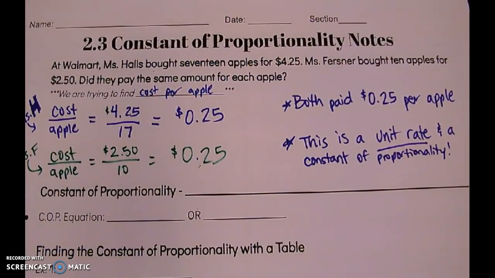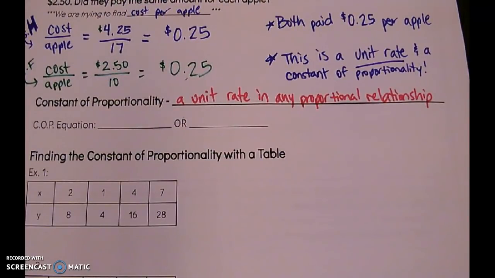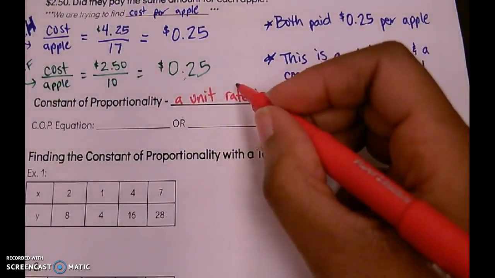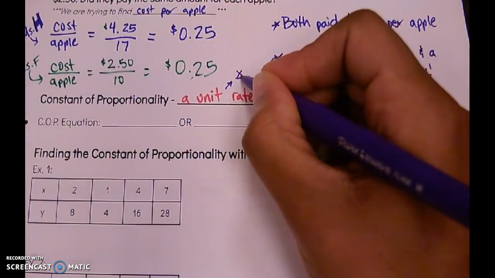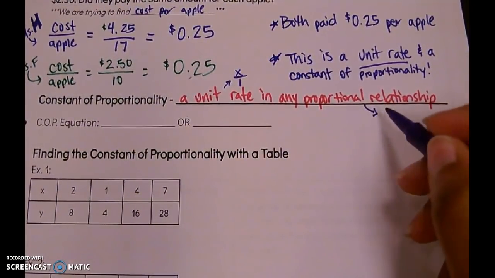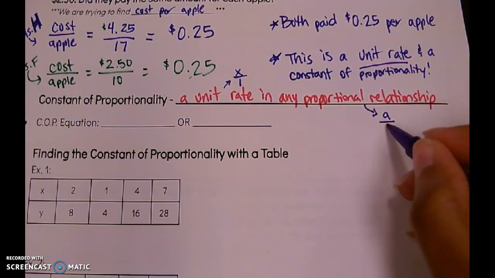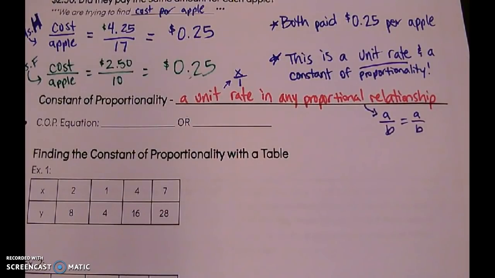same thing. Now let's define formally what the constant of proportionality is. A constant of proportionality is a unit rate in any proportional relationship. Remember that a unit rate is essentially when we have any number over 1. And remember that a proportional relationship means that we have two fractions or two ratios that are equal to each other when they are simplified. So that means if we can find a unit rate within a proportional relationship, we've found the constant of proportionality.